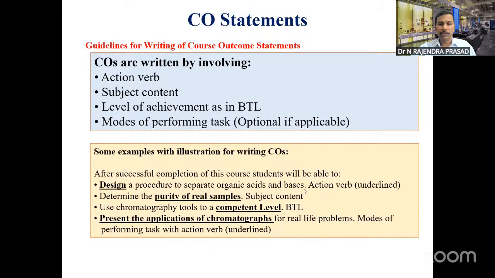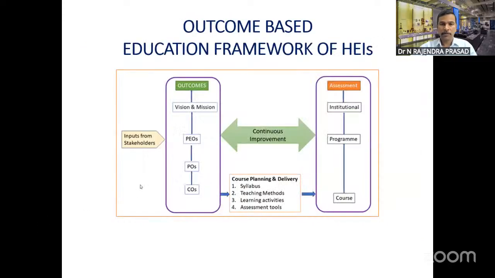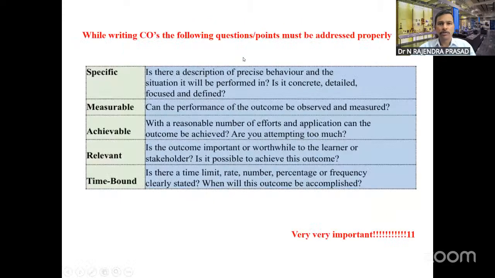So this is how a CO should be written for any course, not necessarily chemistry, even for economics, political science, Kannada, English. Each and every subject will have its own context. So with respect to the context, you have to write the CO statement. Right. While writing COs, you have to realize certain points and address them properly.